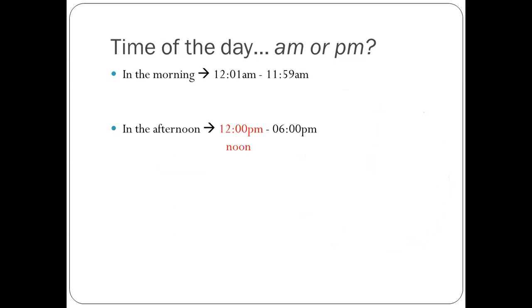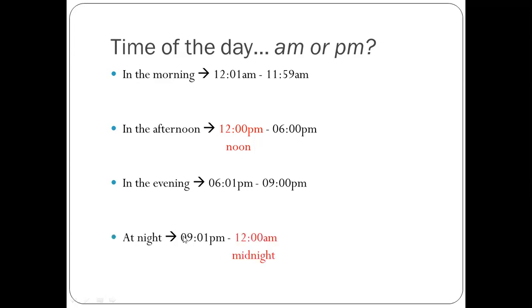In the afternoon, it would be from 12 p.m. all the way to 6 p.m. And 12 p.m. is normally known as noon, mediodía. In the evening, we have from 6:01 p.m. to 9 p.m., más o menos. Okay? And at night, it's considered at night, de noche, from 9:01 p.m. to 12 a.m., que en este caso, el 12 a.m. representa medianoche.